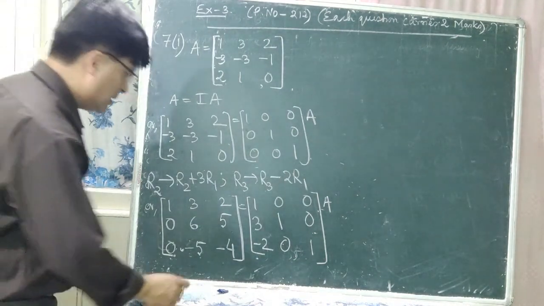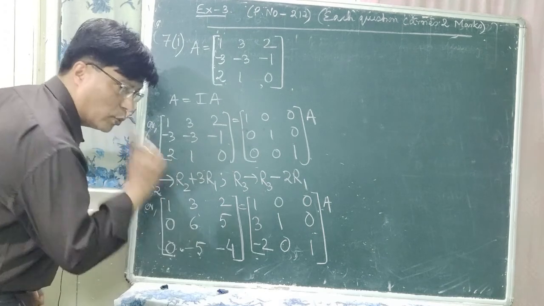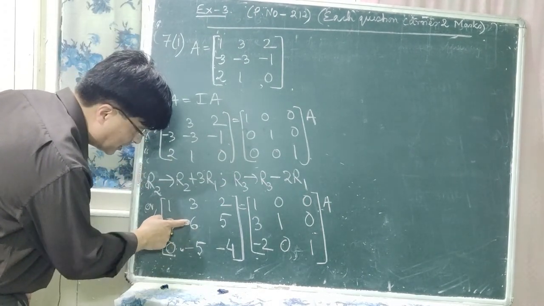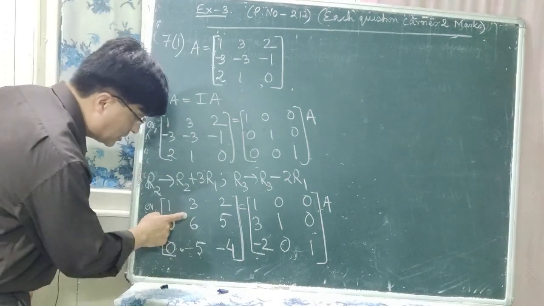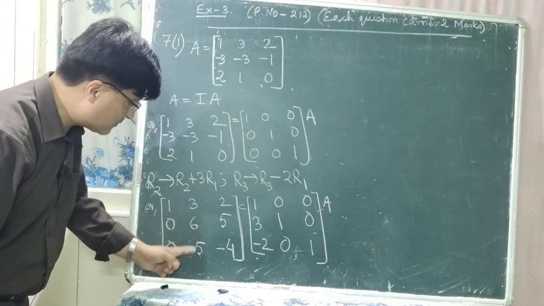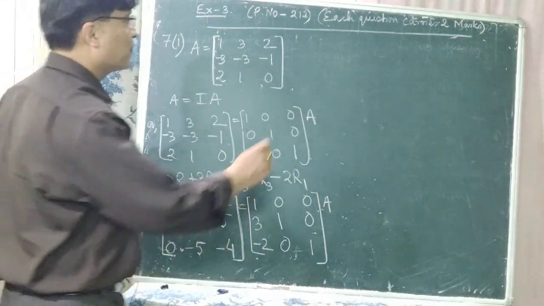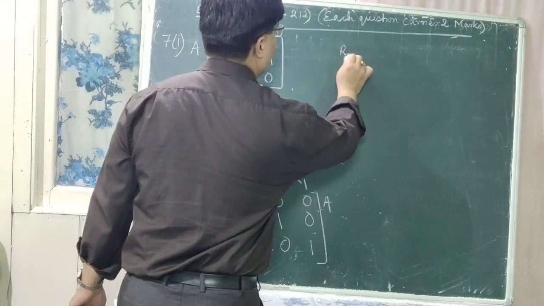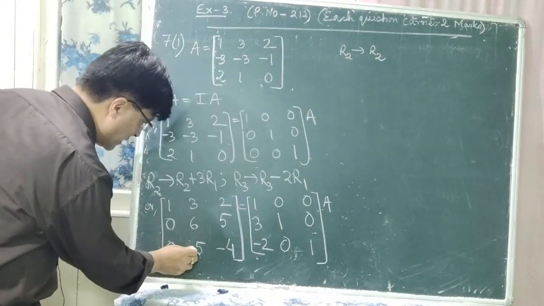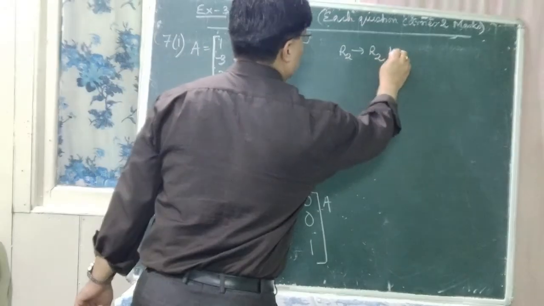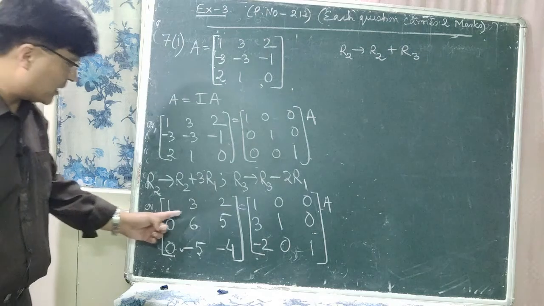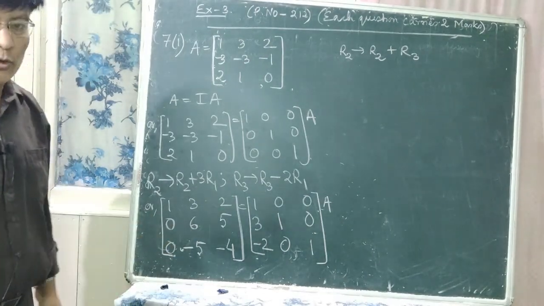Now what is the method? Now we have to make this 6 into 1 always. How should we make it 1? 6 minus 5 is 1, isn't it? 6 minus 5 is 1. That means you should do here R2 is equal to R2 plus R3, with this being your minus 5. R2 is equal to R2 plus R3. So that 6 minus 5 is always 1 out here.